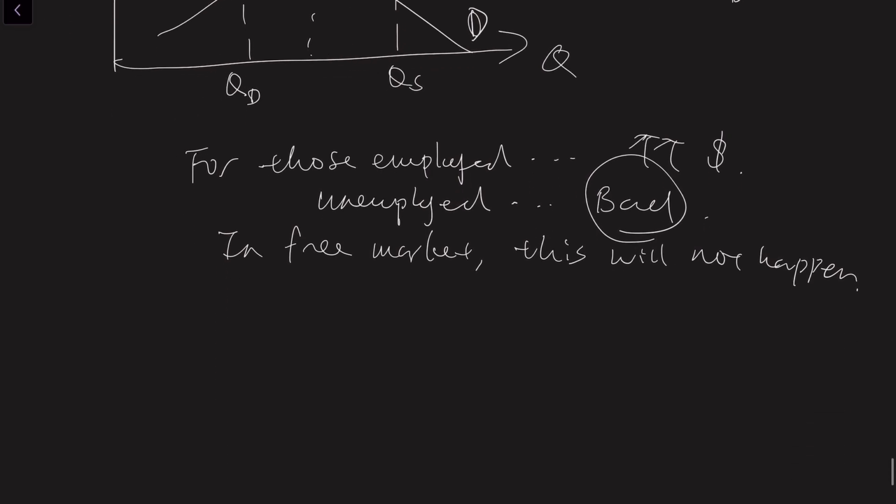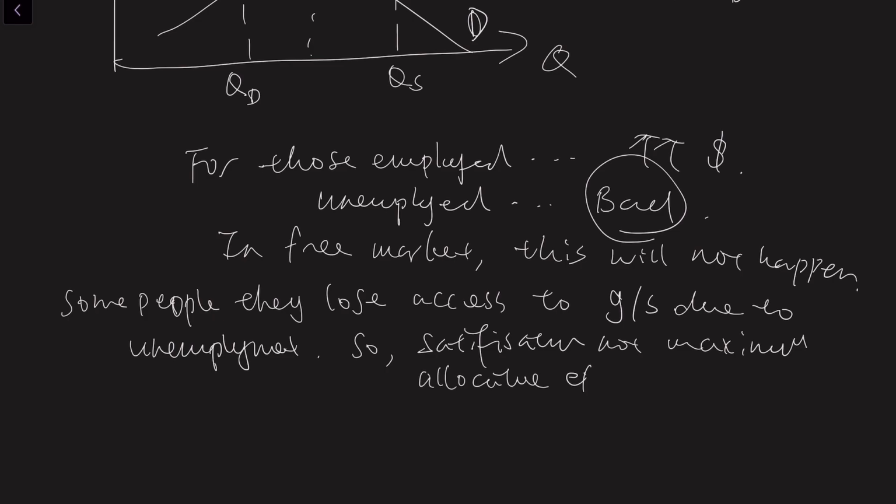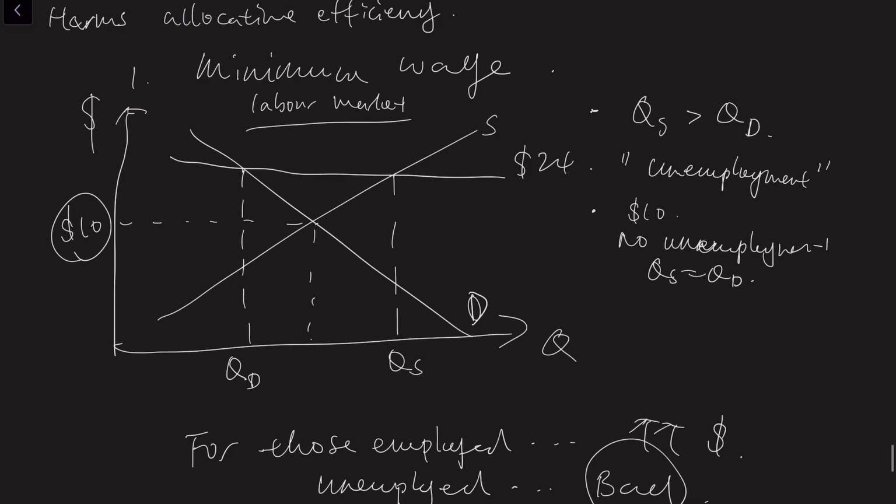So hence, for some people, they lose access to many goods and services because they are unemployed. It's all the same, basically. Satisfaction not maximized, allocative efficiency not achieved. Although it is very repetitive, you need to mention this sentence because this is how minimum wage causes market failure: we are not achieving allocative efficiency. So this is an important argument, although it seems to be very repetitive.